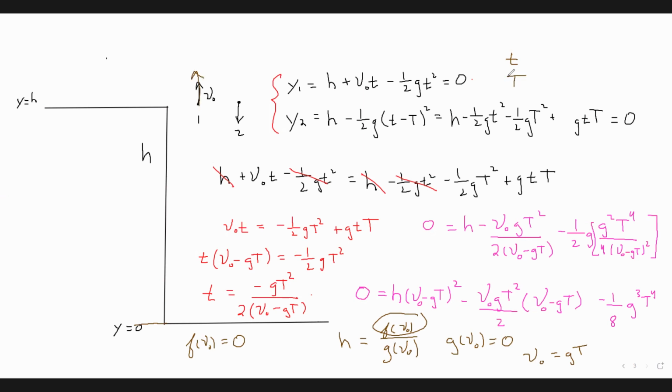Big T is the time delay between throwing this one up in the air and allowing this one to drop. So I throw a ball up in the air with speed V0, and T seconds, capital T seconds later, I drop a second ball. And T is given in the book as 1 second, but in your Mastering Physics, it's apparently 1.1 seconds. So then the big T would be 1.14, right?